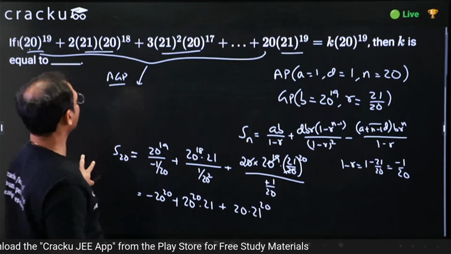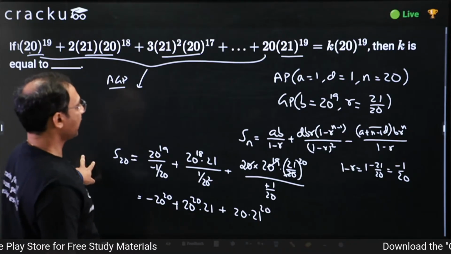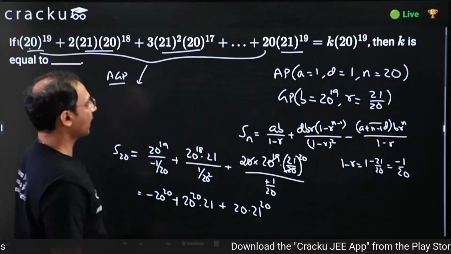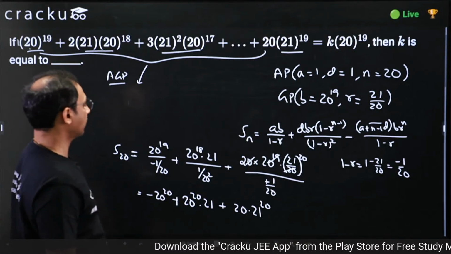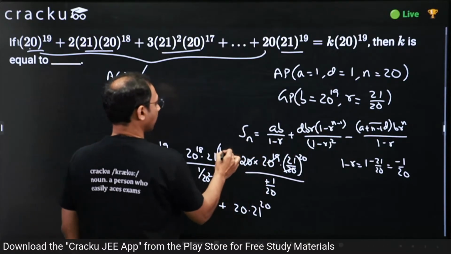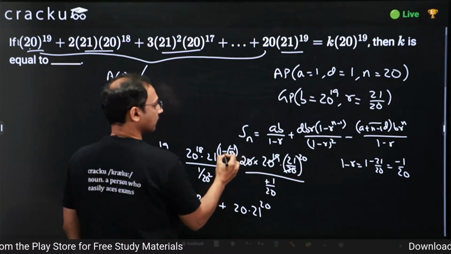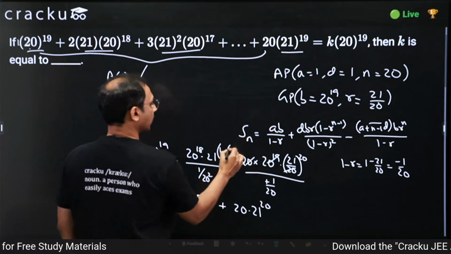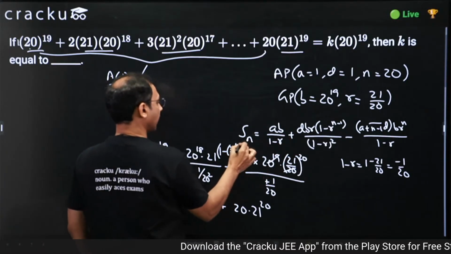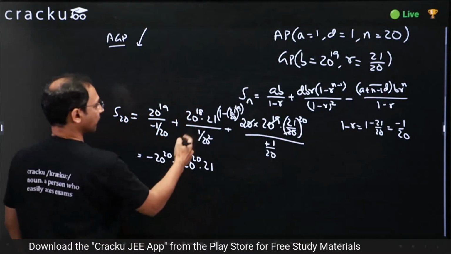I'll just check my calculations once again, just in case. a(1 - r^n) by 1 minus r plus d·b·r is 2018 into 21. Okay, here I have one more term into 1 minus r is minus 1 by 20. Sorry, r is (21 by 20) whole power n minus 1. So this will be 19. So I'll have one extra term there. So let us simplify this carefully.